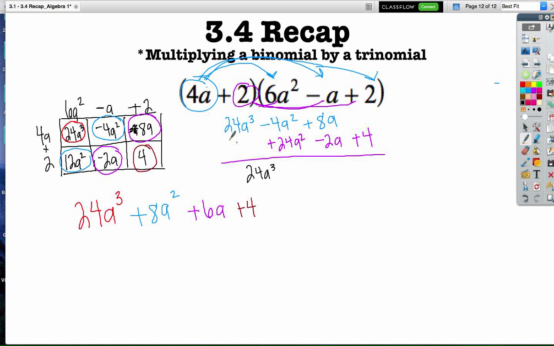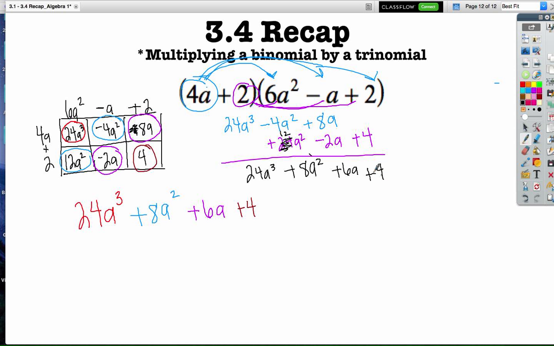I did something different. Hold on one second. I multiplied 2 times 6 and called it 24. That is 12. Okay, 2 times 6a squared should have been 12a squared. Sorry about that. So then negative 4 plus 12 should have given us a positive 8a squared. And then 8 minus 2 should have been a plus 6a, and then plus 4 at the end.